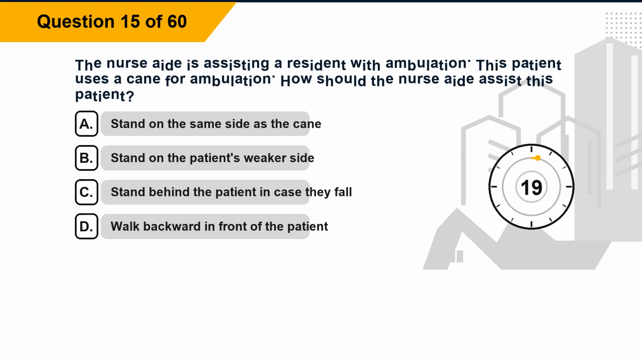Question 15. The nurse aide is assisting a resident with ambulation. This patient uses a cane for ambulation. How should the nurse aide assist this patient? Option A. Stand on the same side as the cane. Option B. Stand on the patient's weaker side. Option C. Stand behind the patient in case they fall. Option D. Walk backward in front of the patient.